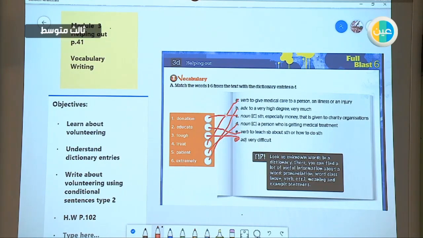Okay, let's revise them together. Number 1 will be C, number 2 will be E, number 3 will be F, number 4 will be A, number 5 will be D, and number 6 will be B. Okay, let's move on.